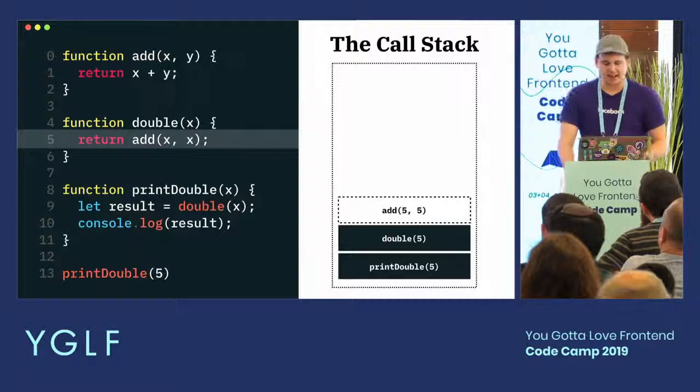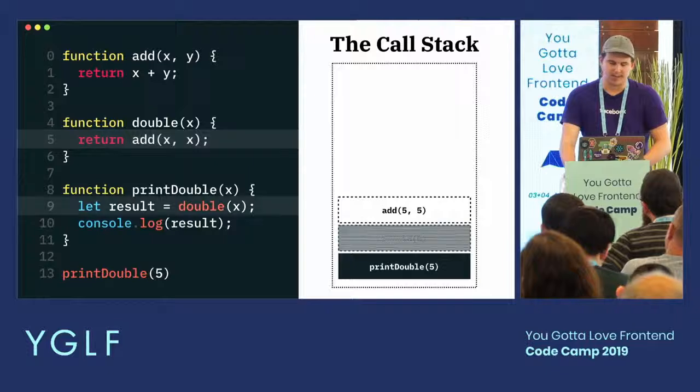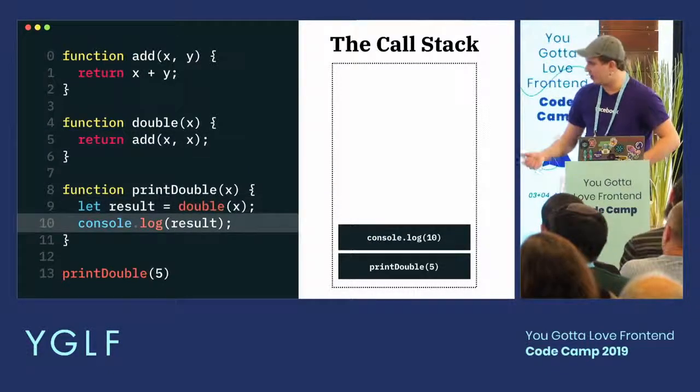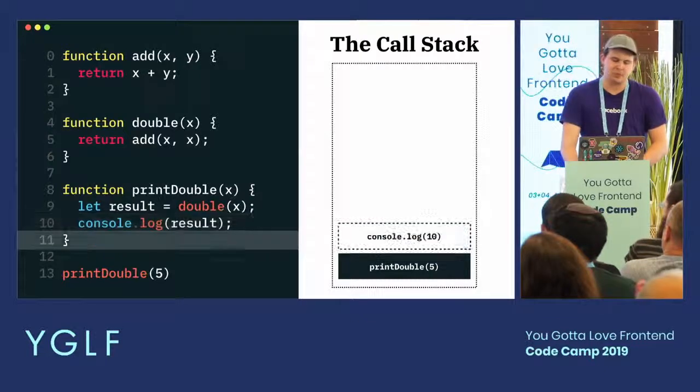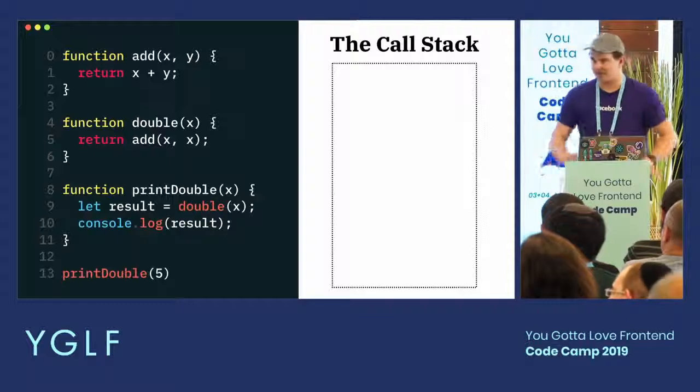So that's going to be inside here. So that stack frame is then removed from the stack, and then we start this unwinding process where the same thing happens for double, and then we console.log, so that's a function call, adds another stack frame. We reach the end of print double, we reach the end of our program, and then the call stack is empty.